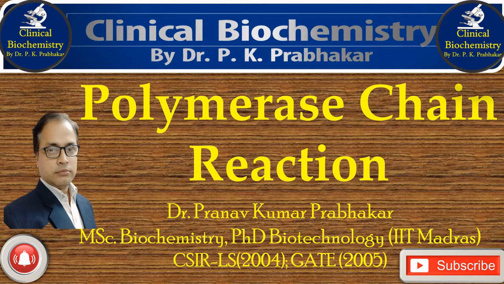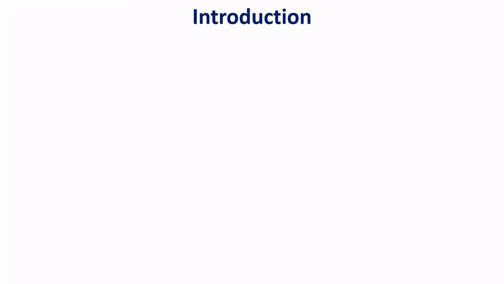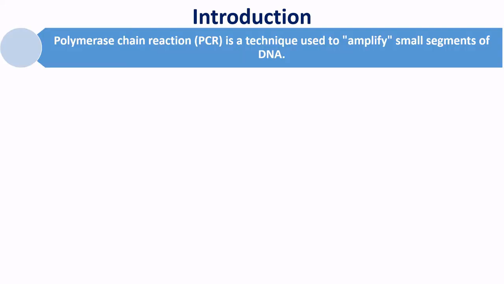Video. So today we will talk about PCR and the detailed steps of PCR. So first, PCR is a technique to amplify DNA. If we have a small fragment of DNA, it can be amplified by a technique called PCR, or in abbreviation form, polymerase chain reaction.